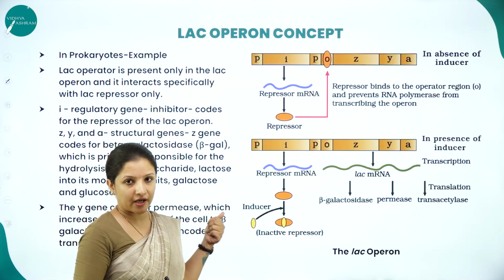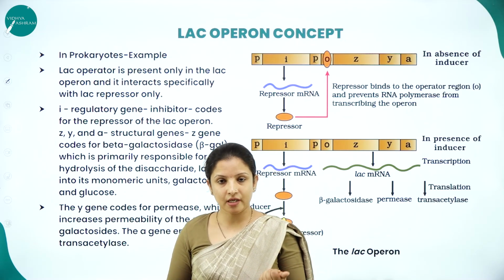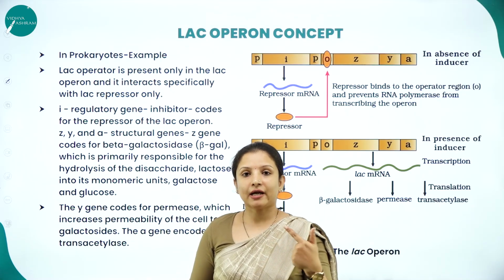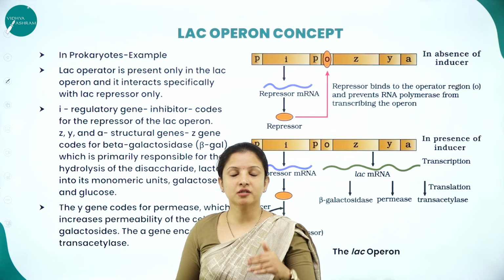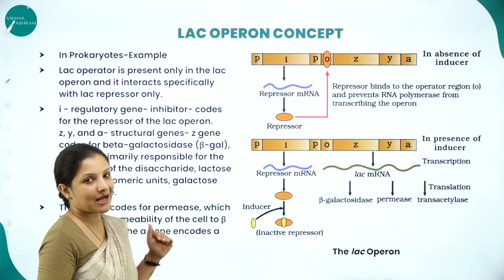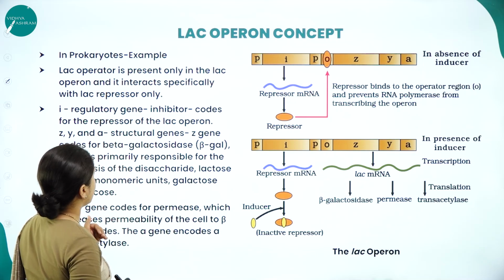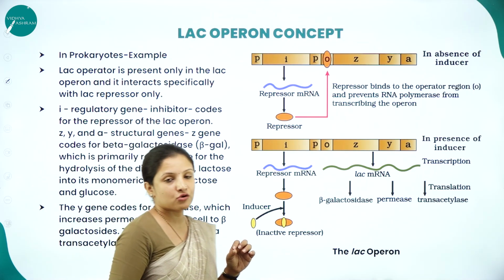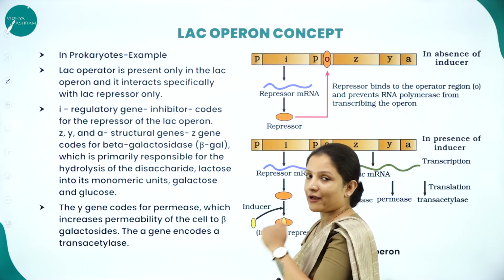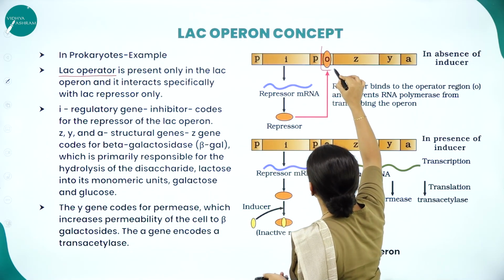This is taking the example of prokaryotes. While talking about gene expression, I had taken the example of E. coli, with the beta-galactosidase enzyme, whose main function is to convert lactose into glucose and galactose. We shall look into how exactly that happens. The lac operator is present only in the lac operon. I told you specific sequences have specific operators, and because we're talking about the lac operator, this is the lac operator region.